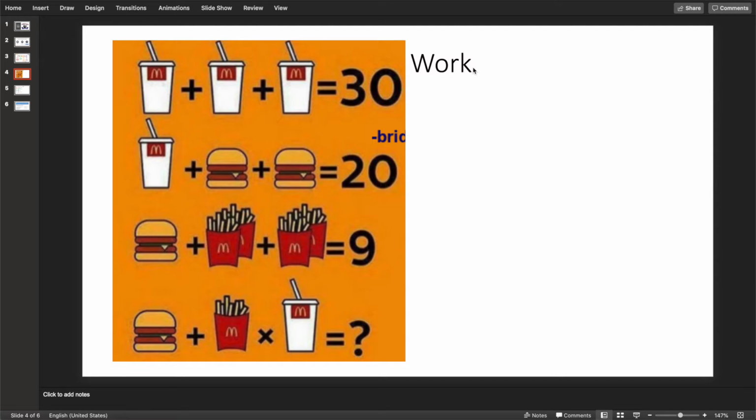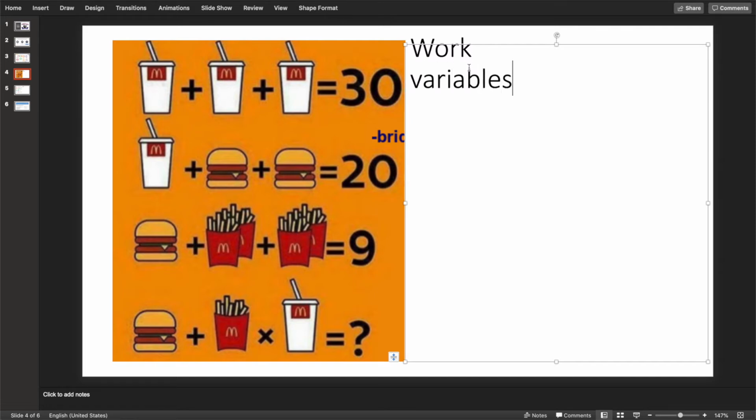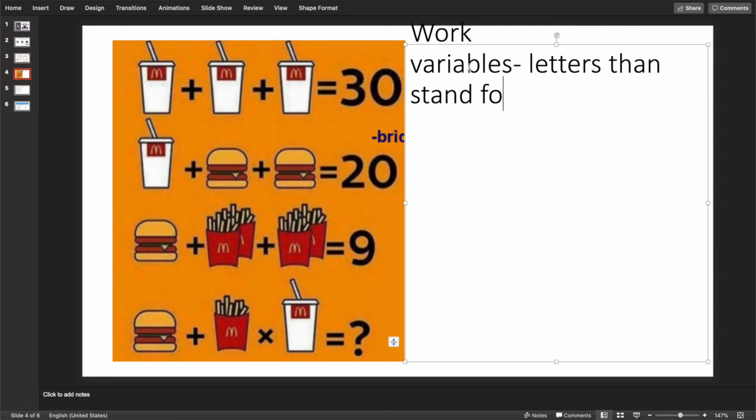In sixth grade, particularly middle school, you're going to be using what we call variables. Variables. Let me write the word. Variables. And variables, those are just letters that stand for a number.